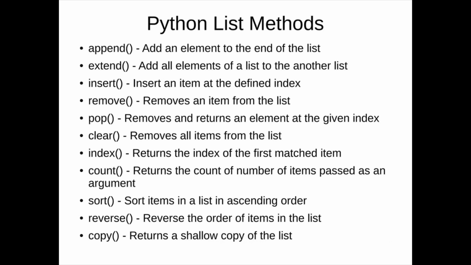Index method returns the index of the first matched item. Count method counts the number of occurrences of the value passed in the argument. Next, the sort method sorts the items of the list in ascending or descending order. The reverse method reverses the order of the items in the list. Copy method copies one list to another list.